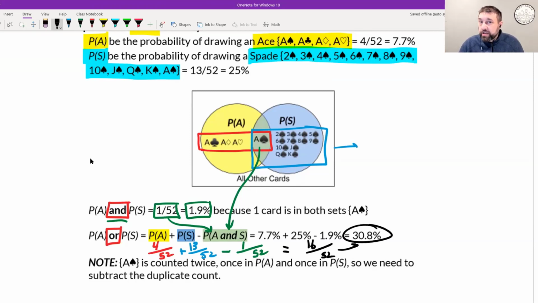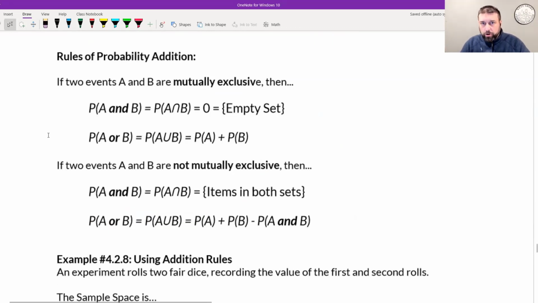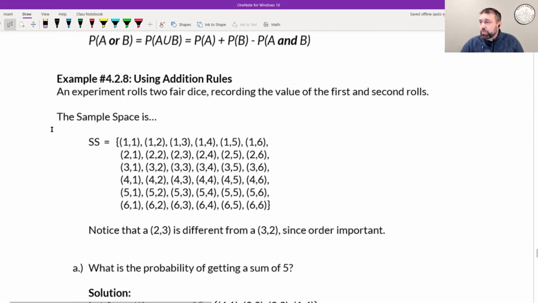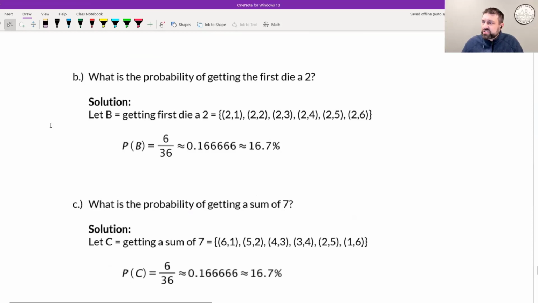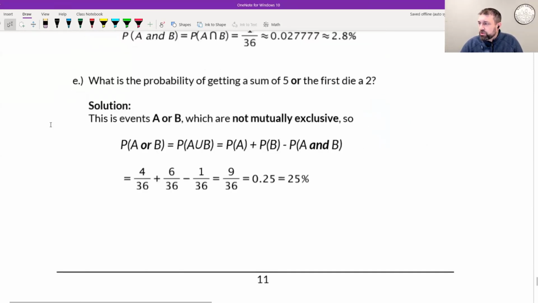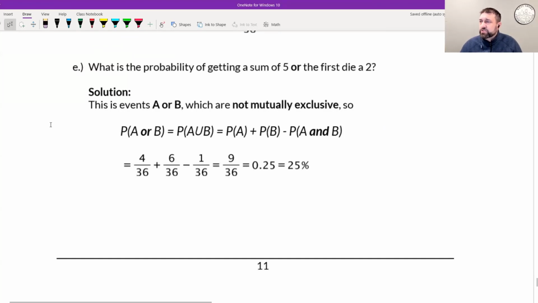This is tricky, and you've got to watch for this. When you have two sets that are not mutually exclusive, they share certain outcomes, you always have to subtract the double count. These are the rules, by the way, without all the pictures and explanation. Here are the rules. And then we walk through and do a couple examples where we just look to see if things are mutually exclusive. And so we could go down here, let's take a look at this one.